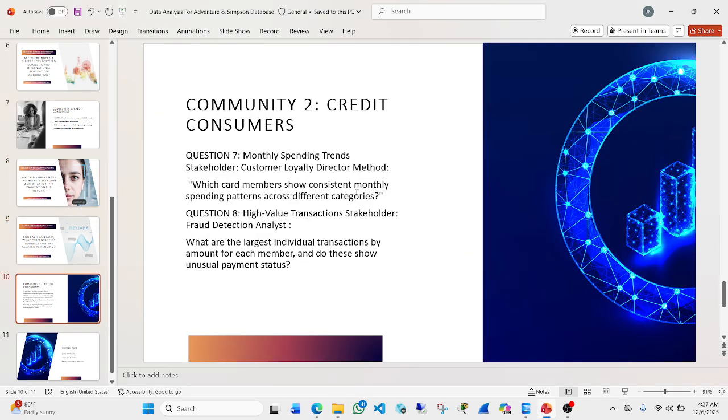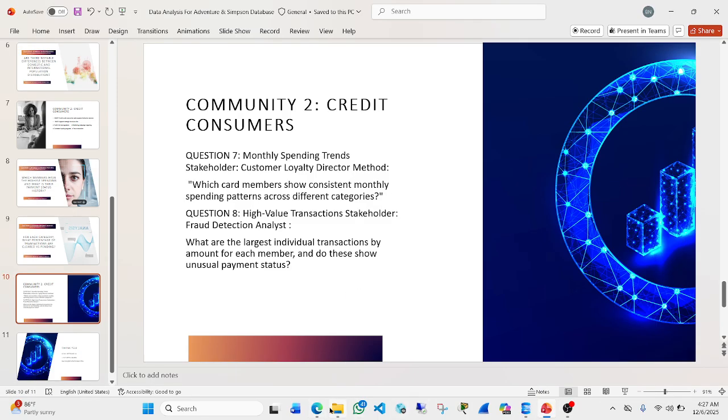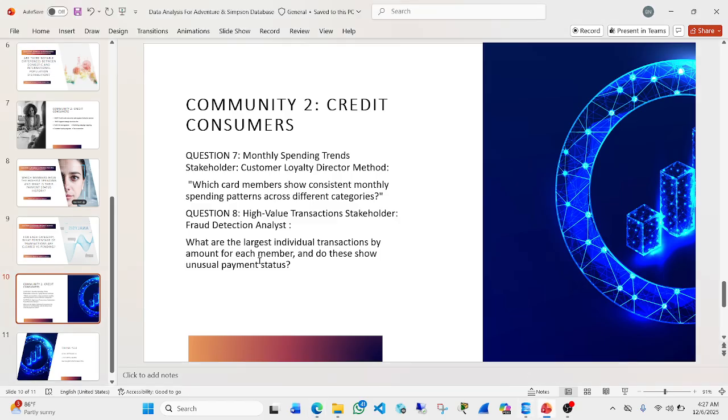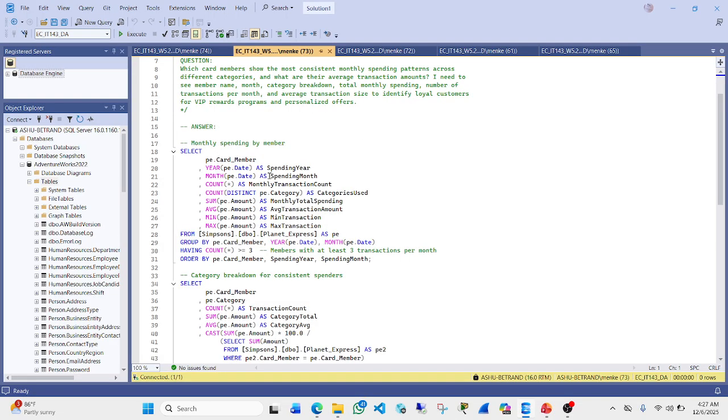Now, which card shows consistency in monthly spending? Let's look at this one. Let me see if we still have time. Which card shows the highest consistency in spending? So this is the card with the highest consistency in spending.